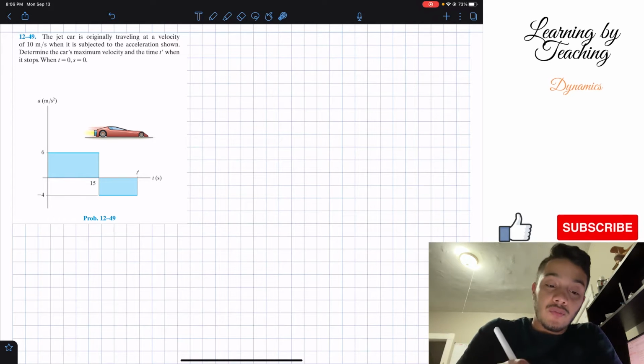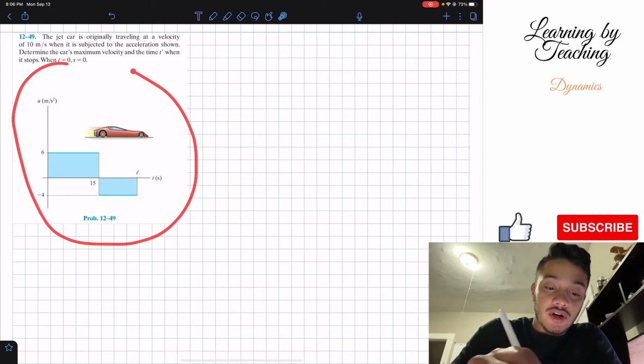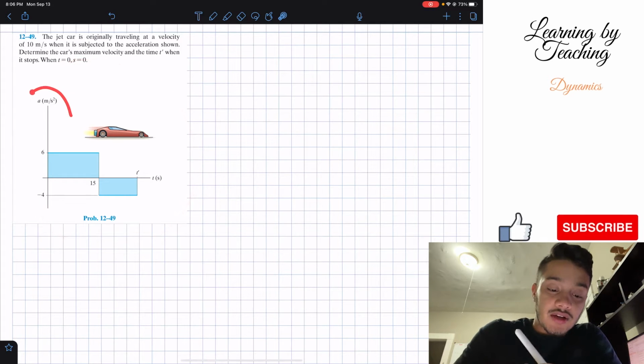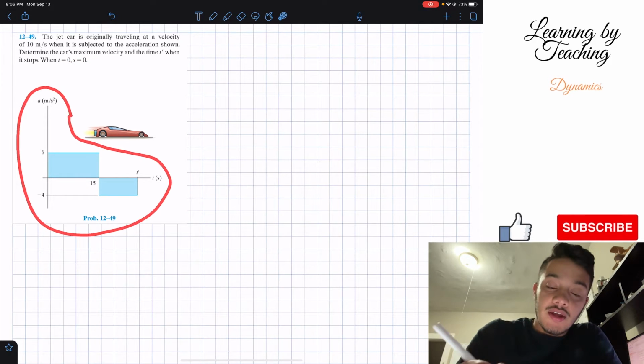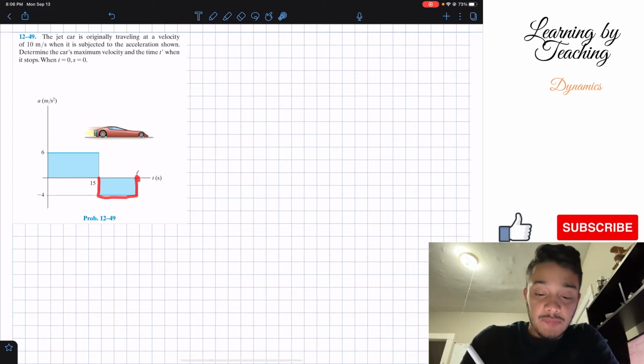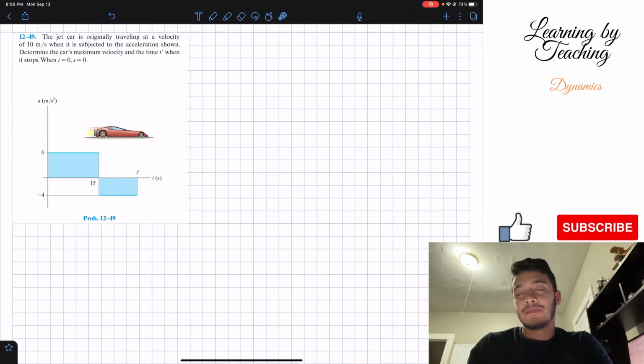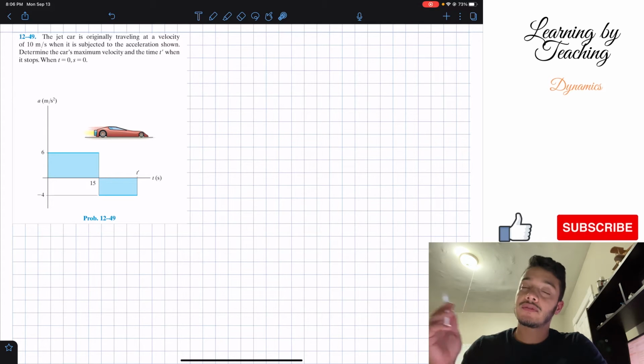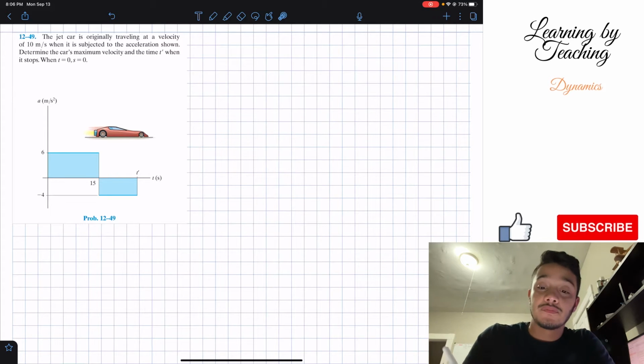Okay, so what we have in here is this car and they're giving us the acceleration versus time graph. And what we can see is that we have a constant acceleration of 6 all the way from 0 to our time 15 seconds. And then from our time 15 to our t prime, we'll have a deceleration of -4. Basically, if we put it into real life context, the car is braking, okay?